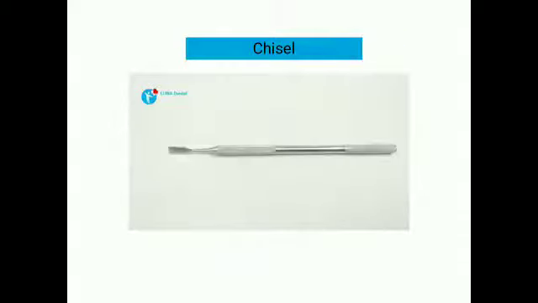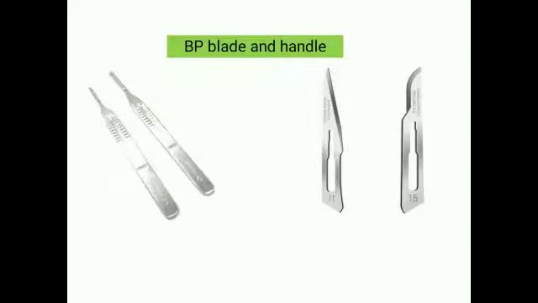Chisel. These are used to remove and separate the plaster models, and also contouring area of the bone. Bevel on cutting edge should be on one end and the other end should be round. BP blade with handles, mostly used blades are 11 and 15.